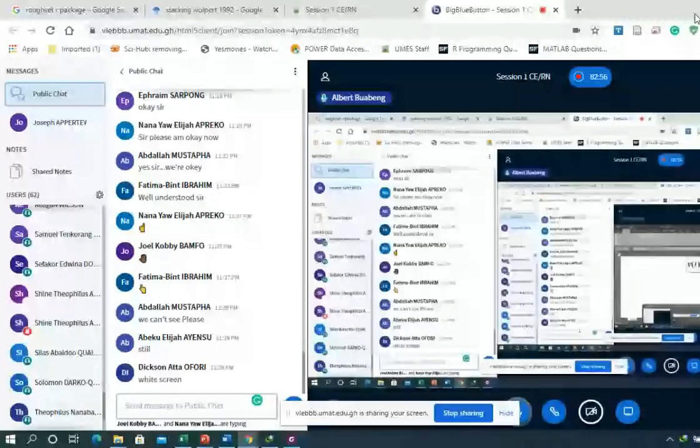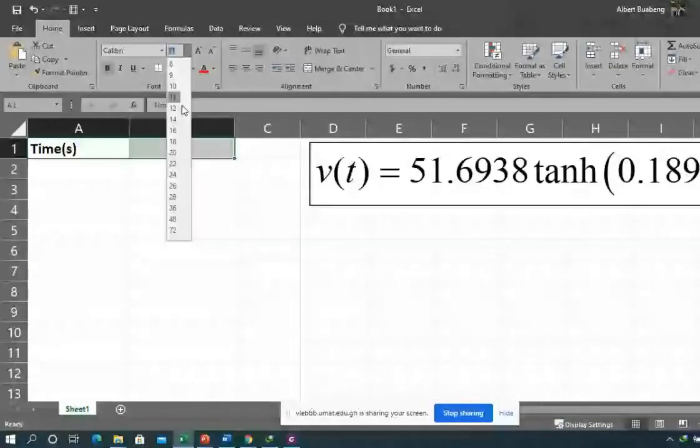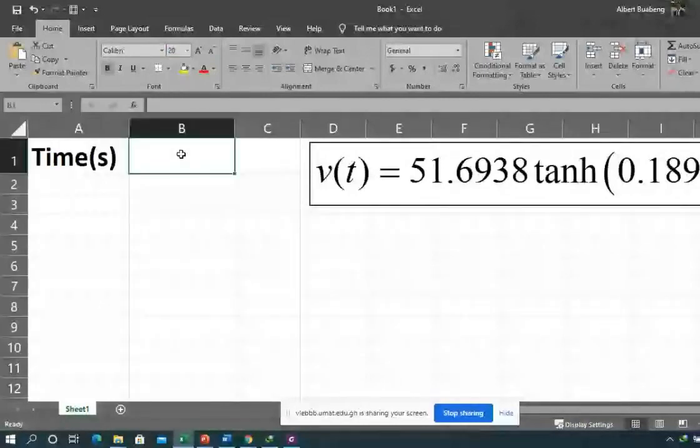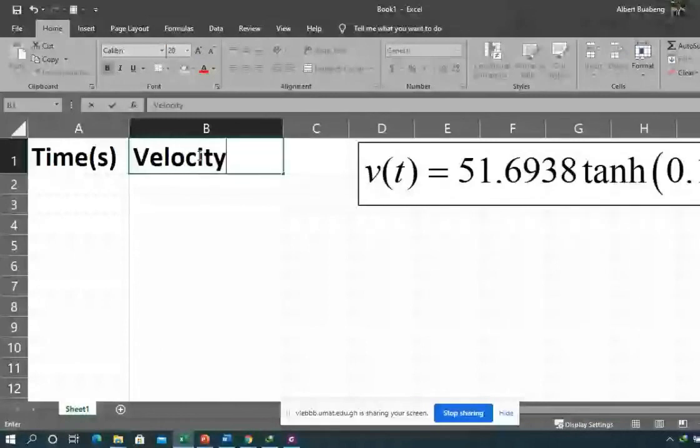So let's see how we get to solve this. Now, remember that we are trying to estimate velocity with some time. So let me call this first cell the time, which is in seconds. Now let me make this a little bit bigger and bolder. And for the next column, the parameter I'm interested in, that is the velocity, also in meters per second, which is also here.